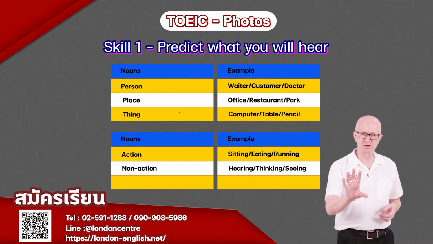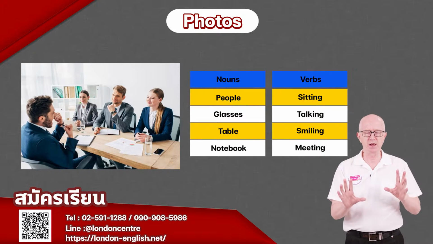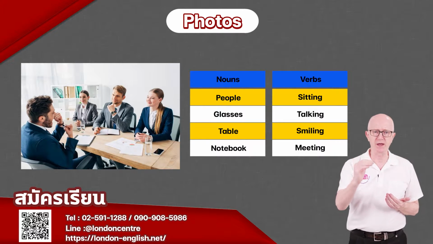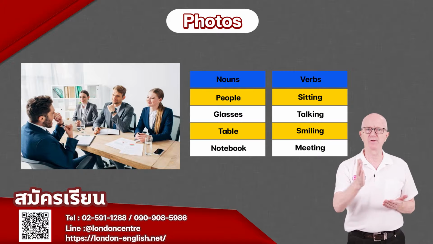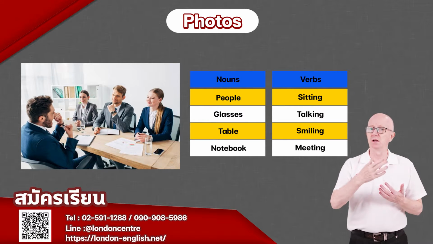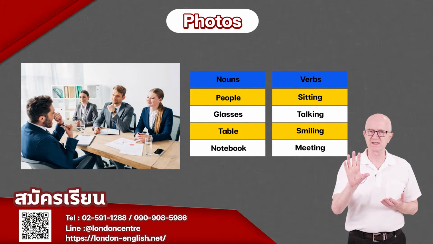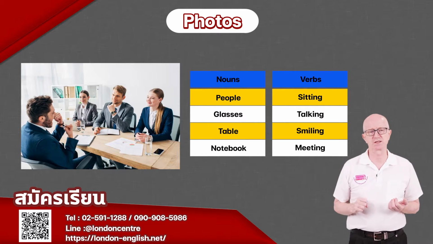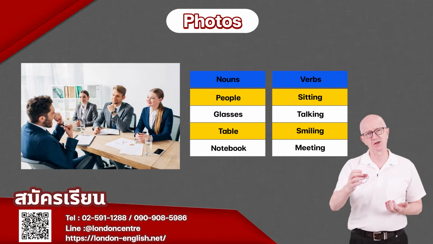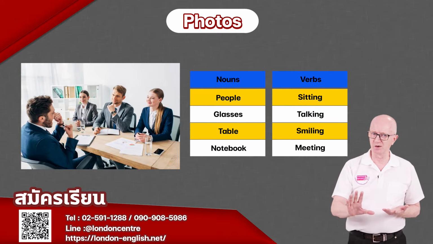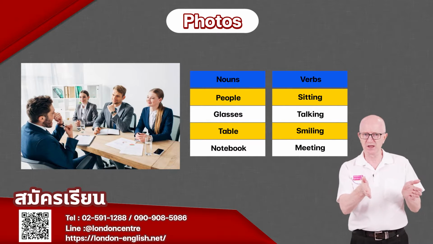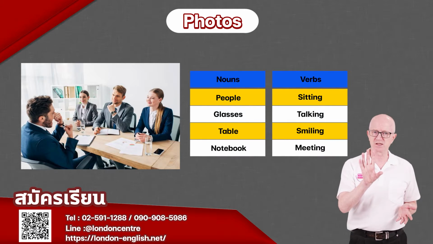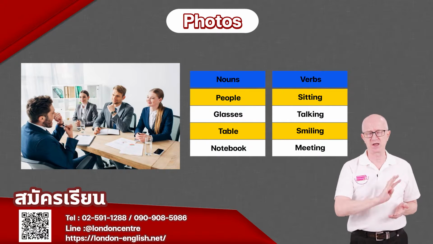Okay, so we'll look at photo number 1, and from here we can clearly see nouns, people. In the photo we have 2 men, 2 women. People. We can see glasses on the table. The people are drinking water from glasses. The glasses are on a table. Another noun. And also one of the women in the photo is using a notebook. So that's 4 examples of nouns in that photo.